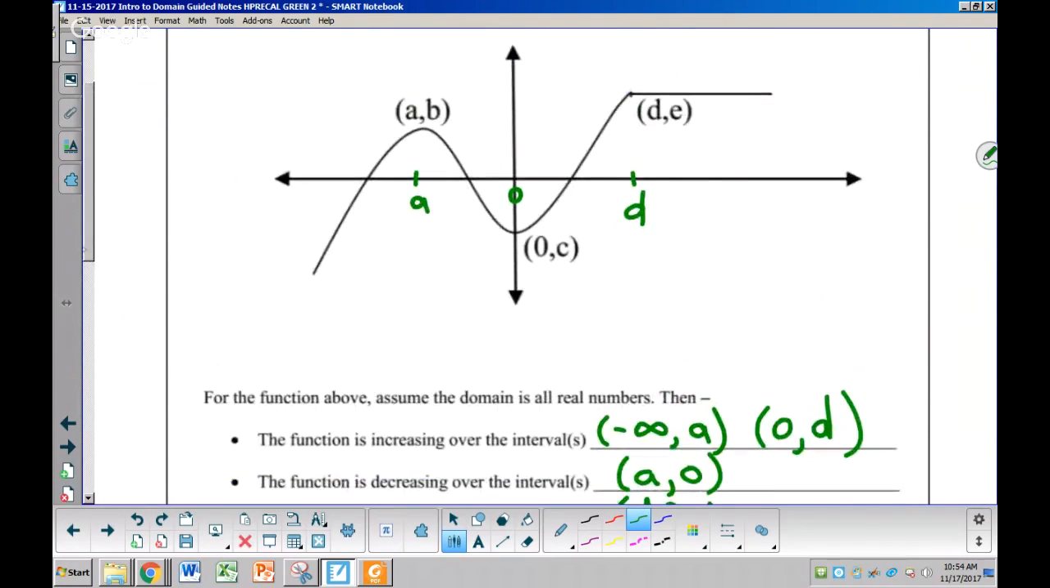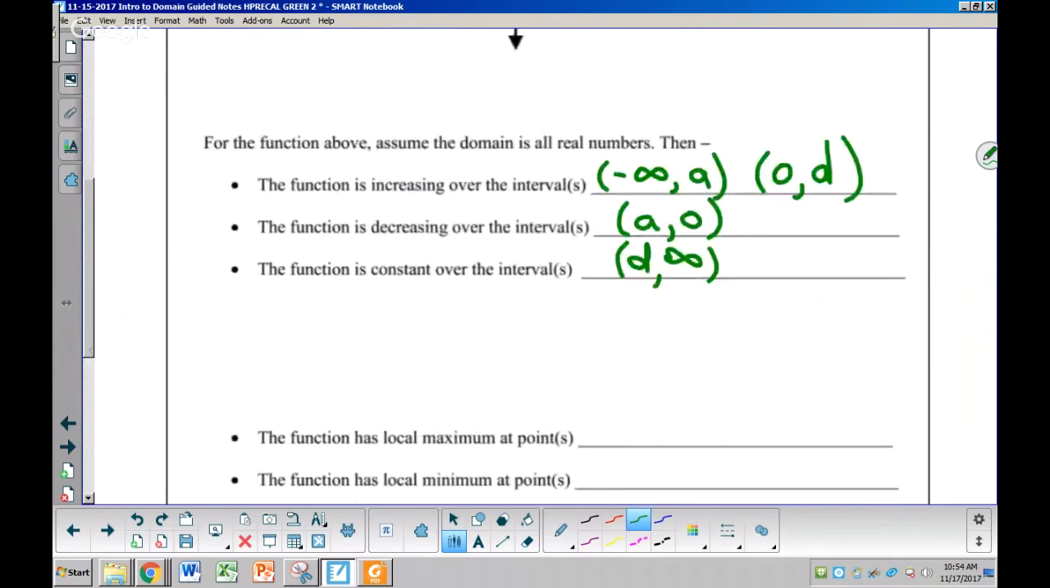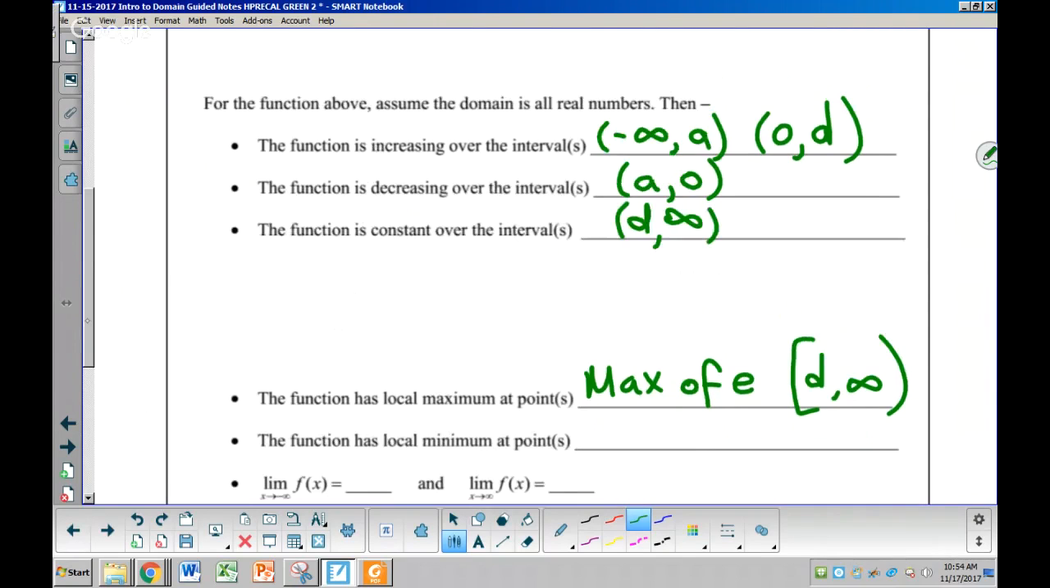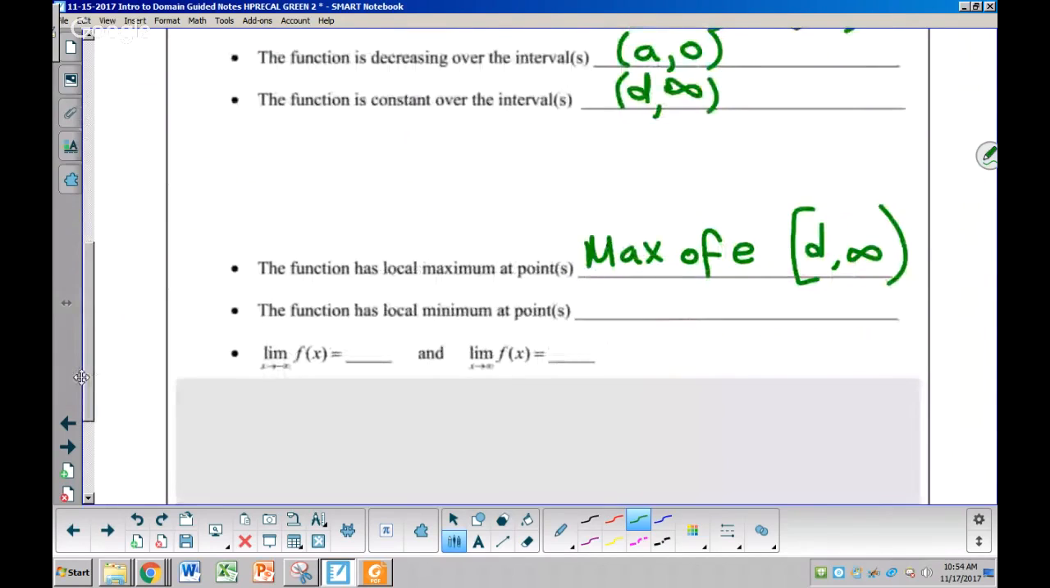Questions on that? This function has a maximum where? What is the maximum? E. Max of E over what interval? D to infinity, right? Function has a local min where? At 0. What is its value? Min of C at x equals 0. Okay, have a happy Thanksgiving, okay? Thank you.